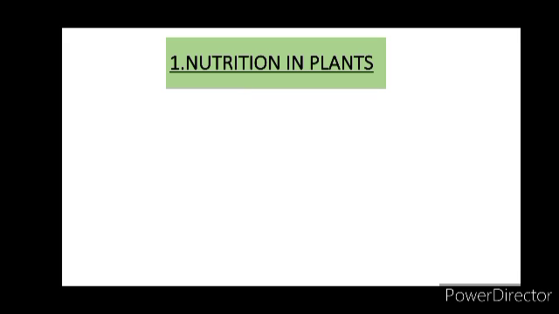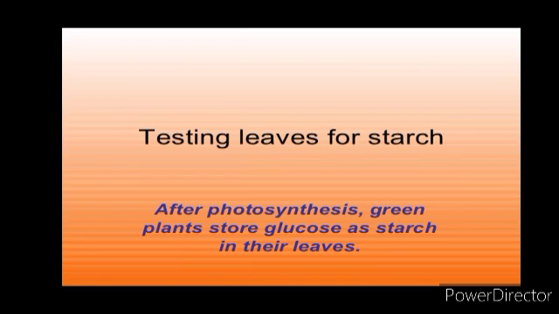Okay, so students, we are in the chapter nutrition in plants. In previous classes, we learned some different modes of nutrition in plants. In the last class, we learned how nutrients are replenished in the soil. Today in this class I am going to teach you testing leaves for starch.